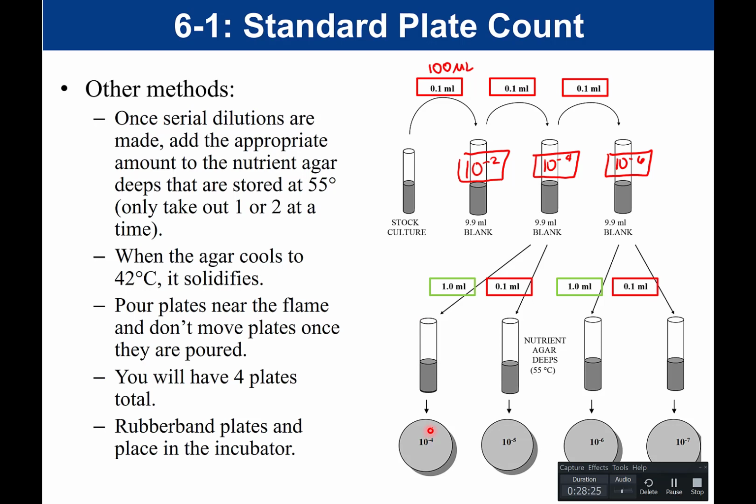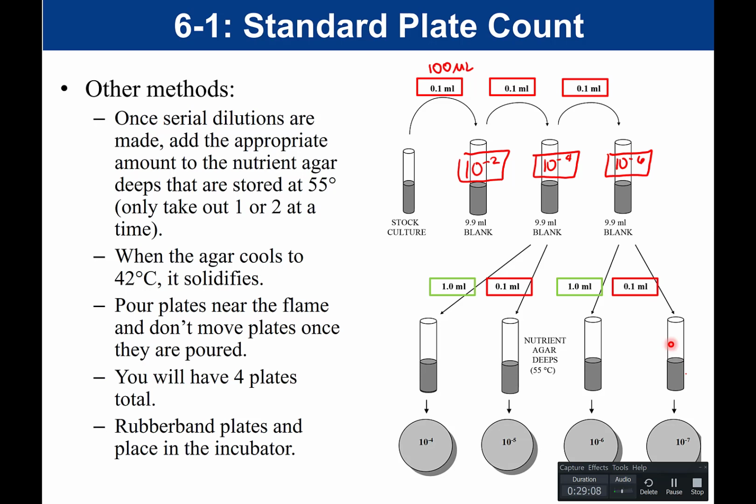So I pour this liquid into a plate and I let it sit and give it time to solidify. Then I would go grab another nutrient agar deep, and now I would use my 10 to the negative 4 plate, and I would add 0.1 milliliters to another agar deep, and then pour that into my plate that's 10 to the negative 5. I would then go and get another nutrient agar deep. I would start with my 10 to the negative 6 dilution this time, transfer 1 milliliter, pour it into a plate. Grab another agar deep, transfer 0.1 milliliters from my 10 to the negative 6 into the agar deep.